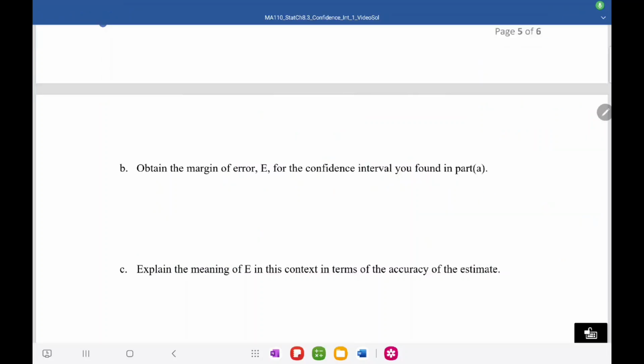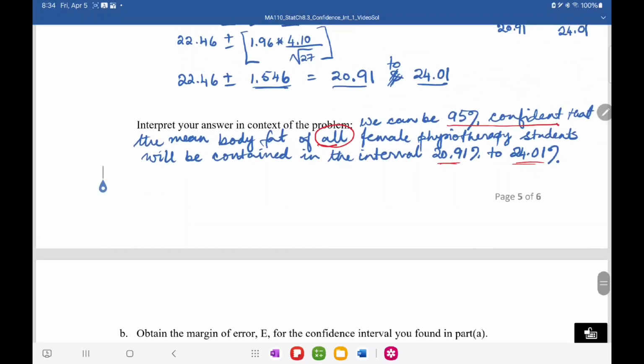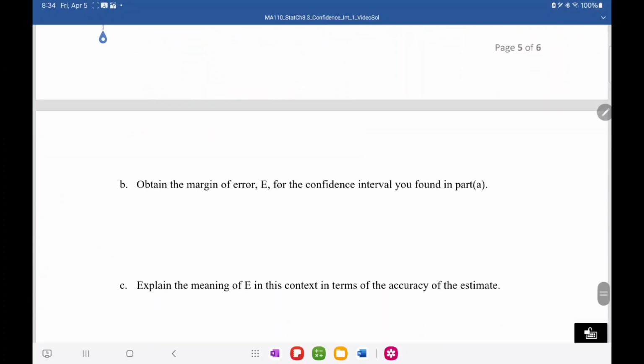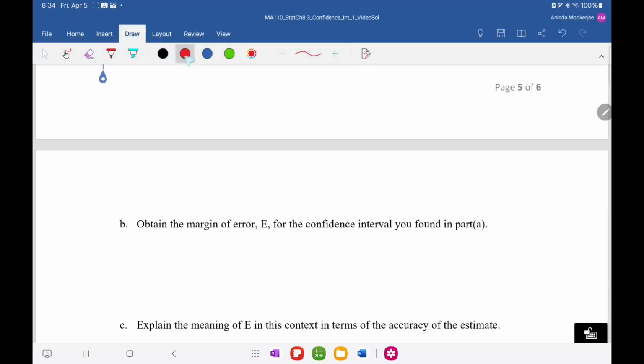Now, part B of this question says obtain the margin of error E for the confidence interval you found in part A. We already found the margin of error when we did this calculation of z of alpha by 2 times sigma over square root of n. That's the formula for E. If you've shown the work clearly for the previous problem, for this part you can just write the value of E that you found above. But using the formula, I'll just write it down anyway.